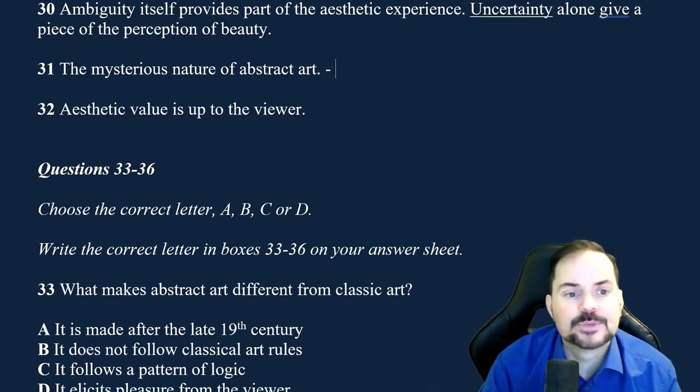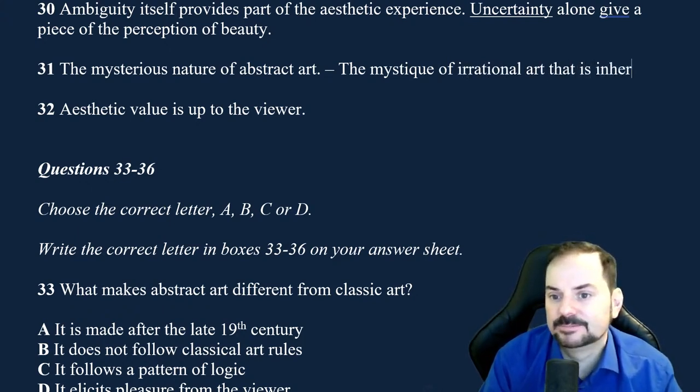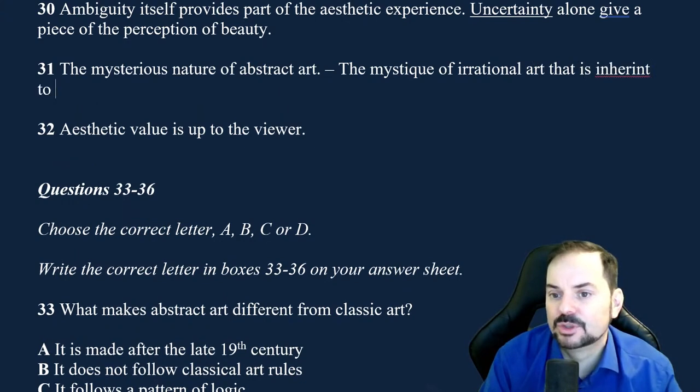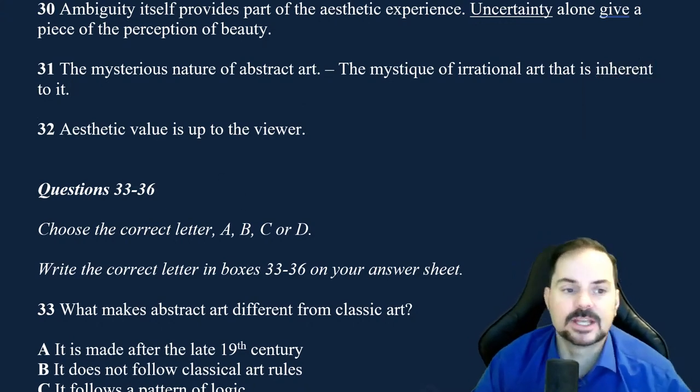Okay, the mysterious nature of abstract art. Let's try that one. So, the mystique of irrational art that is inherent to it. Sure. Okay. So the mystique of irrational art that is inherent to it.